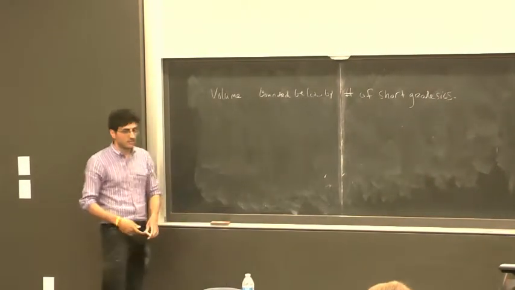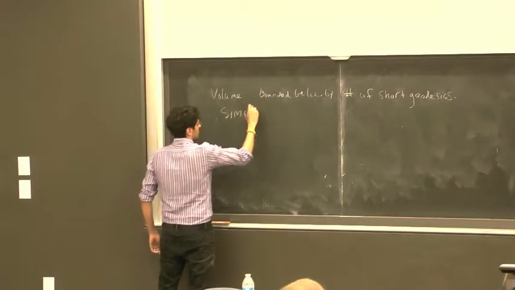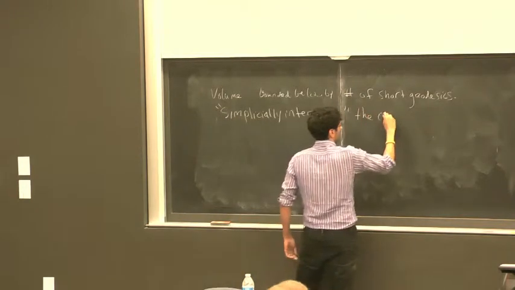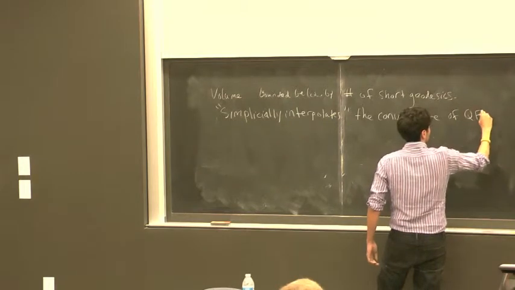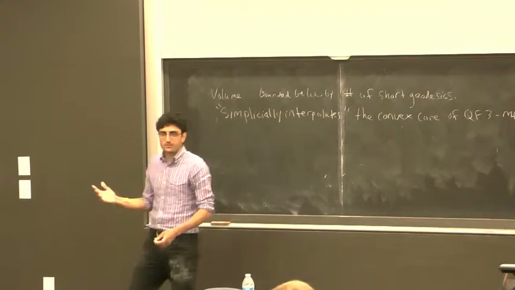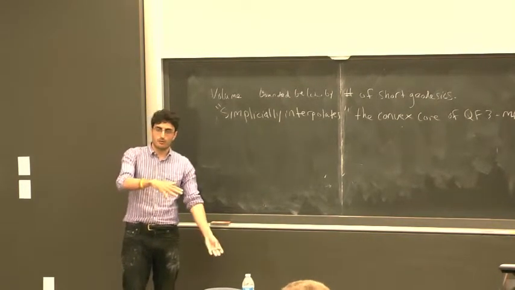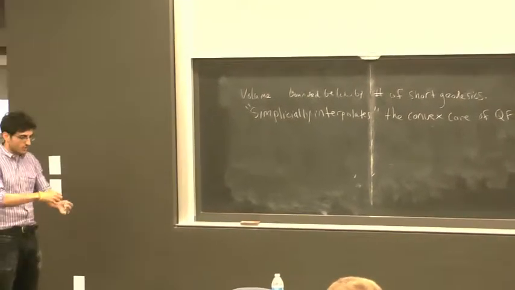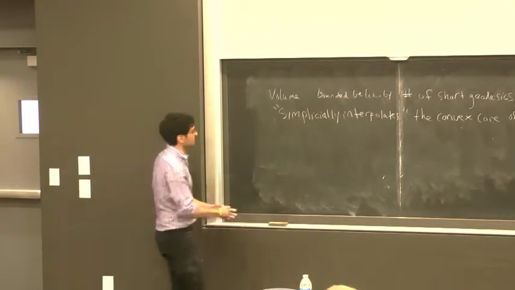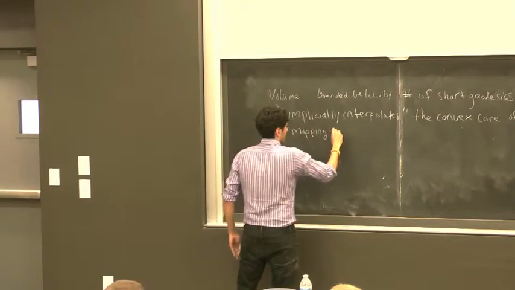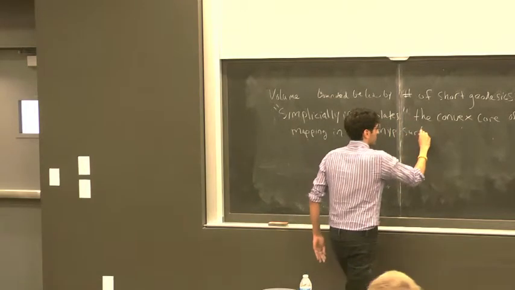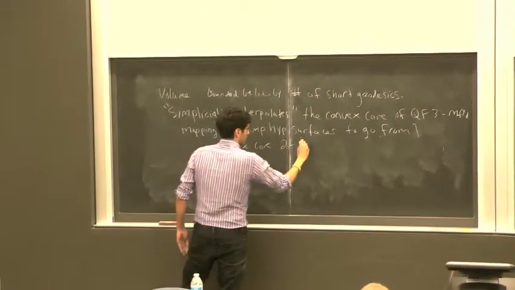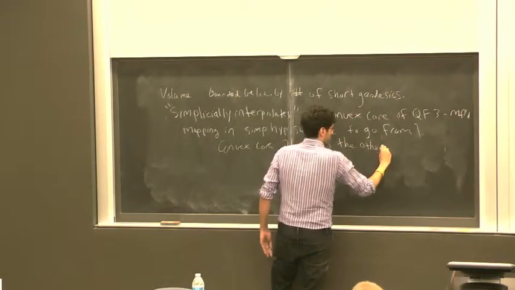The second part is, so what does he do? What Brock does is he simplicially interpolates the convex core of a QF 3-manifold. In other words, he considers these maps of simplicial hyperbolic surfaces starting at one convex core boundary component and moving up to the other, realizing the short pants decompositions that show up along the way, i.e., mapping in simplicial hyperbolic surfaces to go from one convex core boundary component to another. Okay? And so what does this look like?